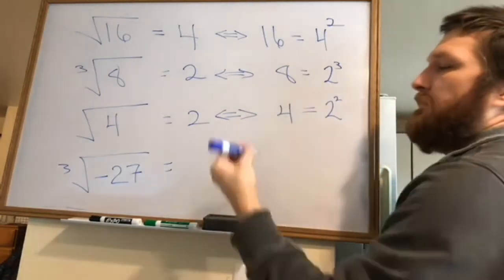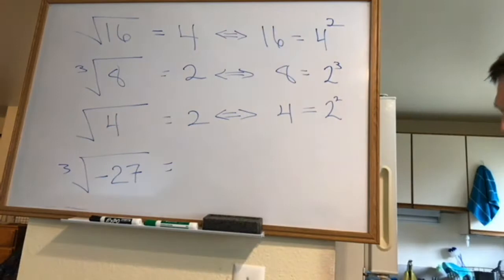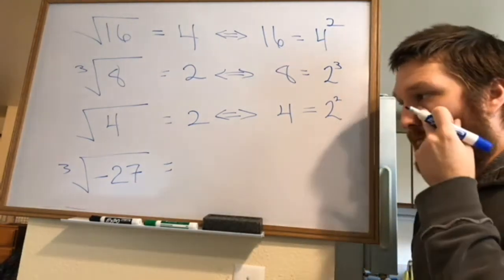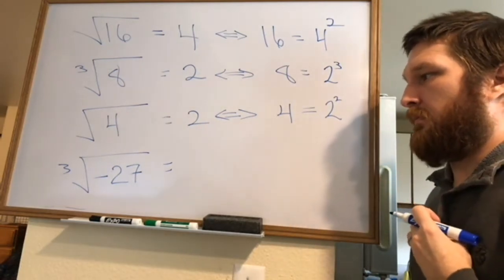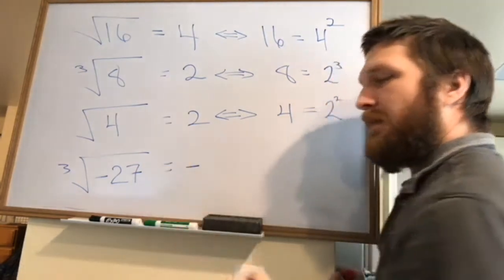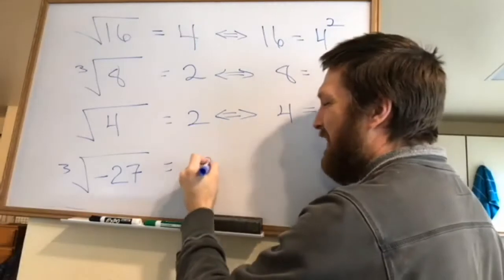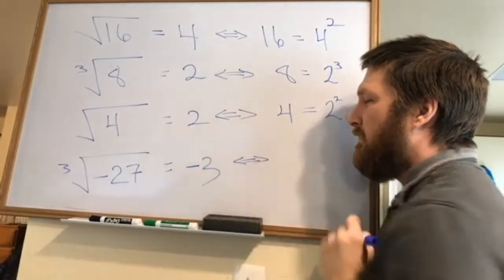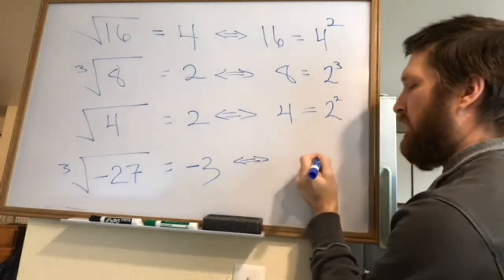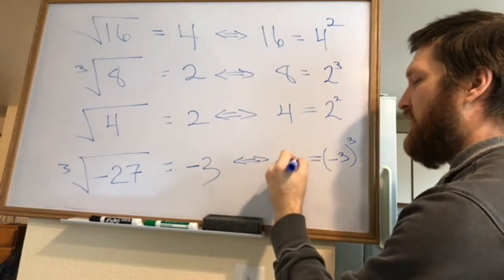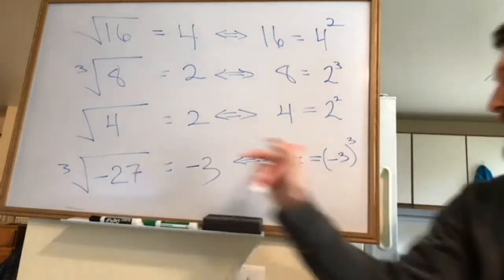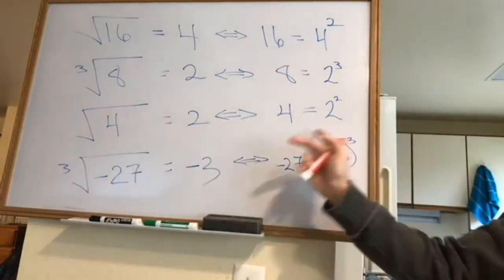What about this? The cube root of -27. -9. No, it's not. Wait, -3. -3. There you go. Why? Because -3 cubed is -27. These mean the same thing. This is a fancy way of writing this right here.